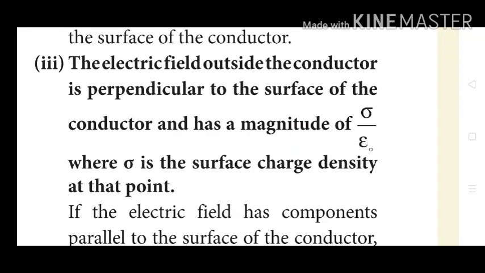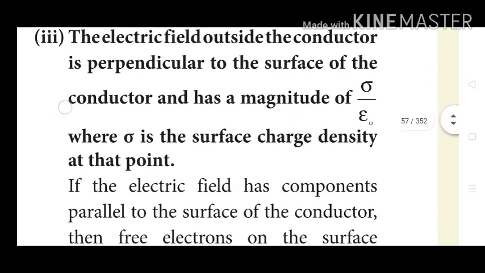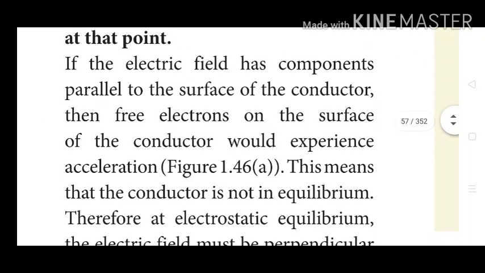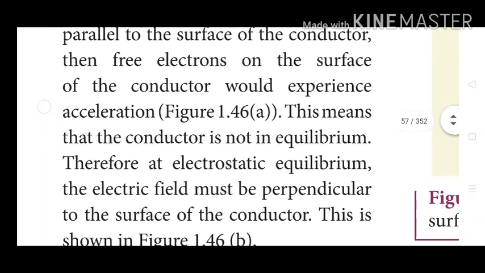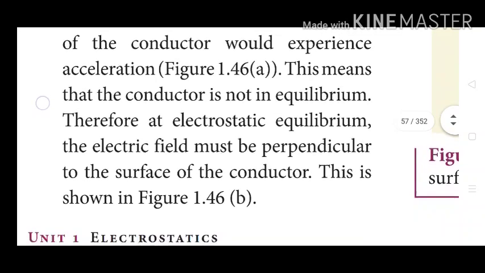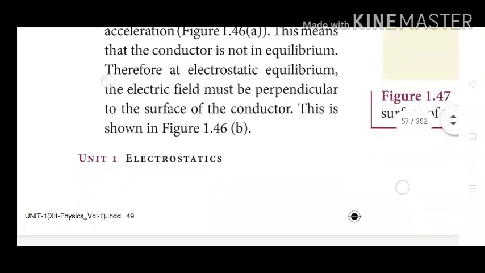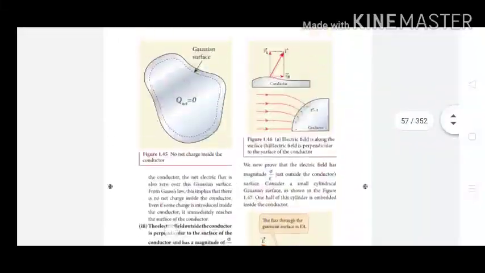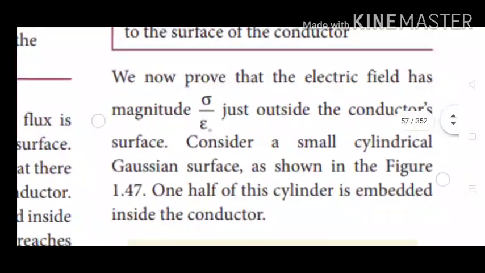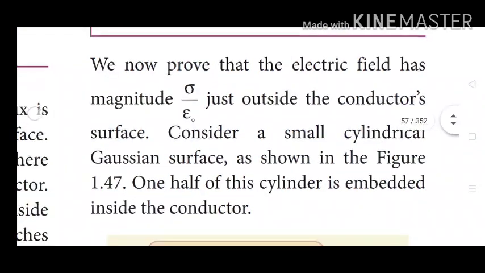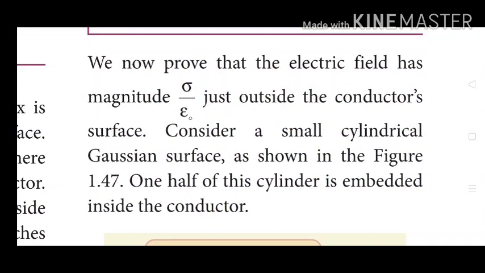The next point is that the electric field outside the conductor is perpendicular to the surface of the conductor and has a magnitude of sigma by epsilon naught, where sigma is the surface charge density at the point. If the electric field has components parallel to the surface of the conductor, then free electrons on the surface would experience acceleration. This means that the conductor is not in equilibrium. Therefore, at electrostatic equilibrium, the electric field must be perpendicular to the surface of the conductor, which is given in the diagram.